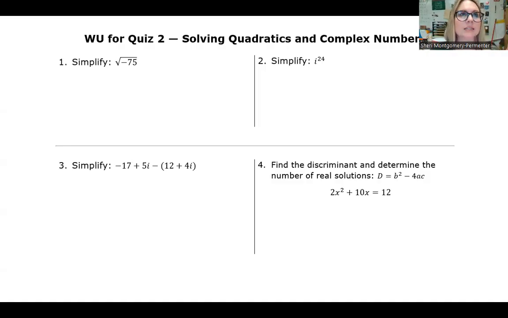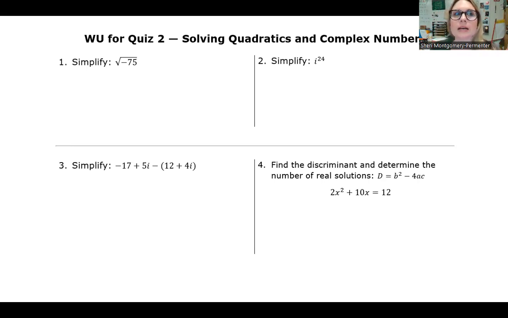The first question is asking you to simplify the square root of 75. So what you want to do is look on the front page of the cheat sheet, on the bottom left. There's perfect squares, right?